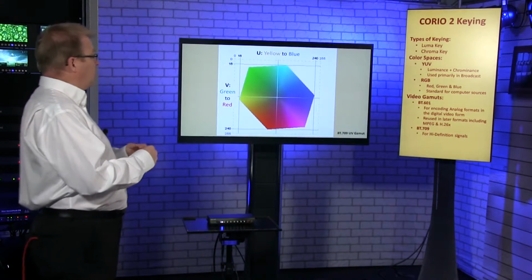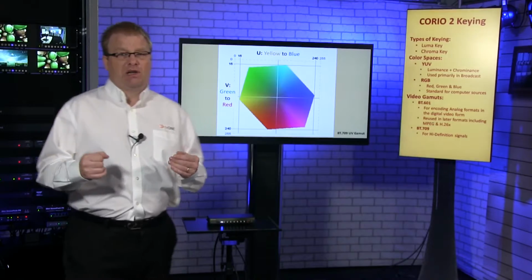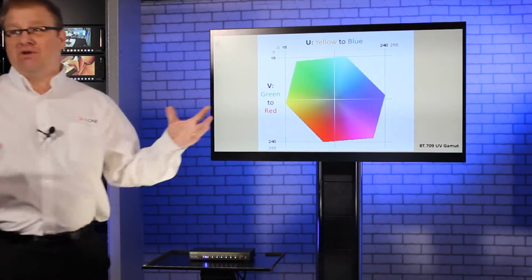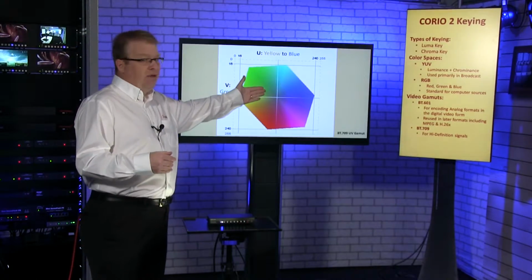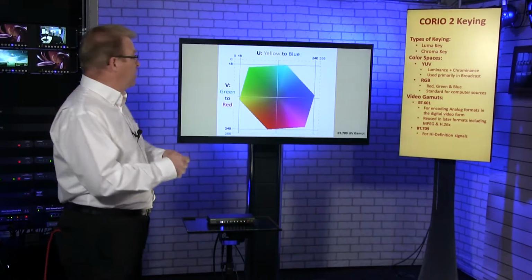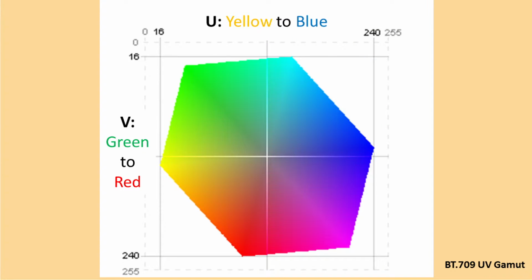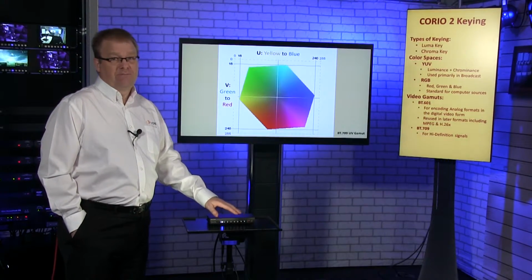Now, if you look across the top, you can see we have scales yellow to blue and green to red, and I guess you're asking where's the luminance. Well, this diagram is actually in 3D, if you could draw it. So the luminance is coming out this way. So 0 at the back is the darkest colors, 255 at the front is the brightest colors, and you can notice that across the top it goes from 0 to 255, and on the left it goes from 0 to 255 as well. So this is how we key with the CORIO 2 range.